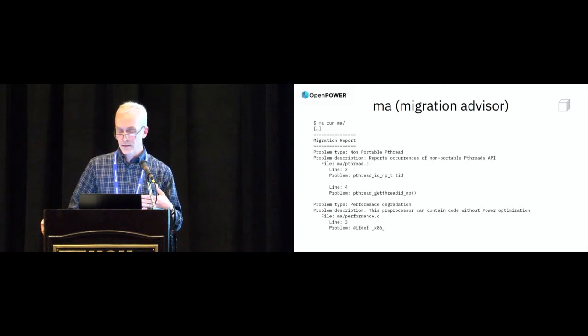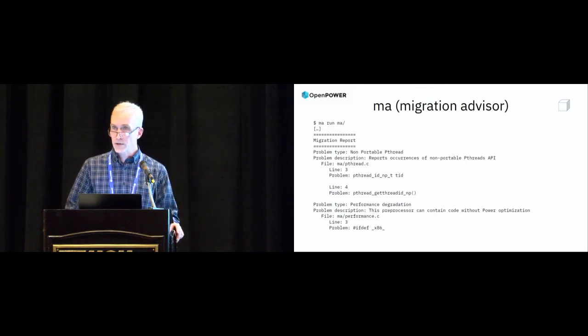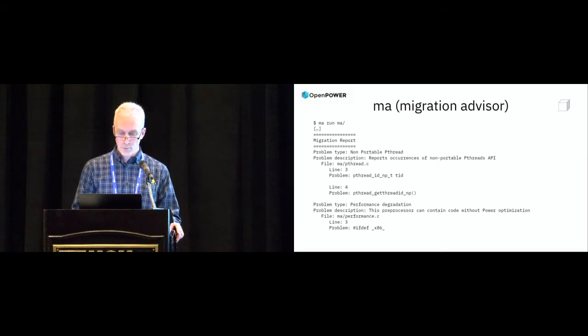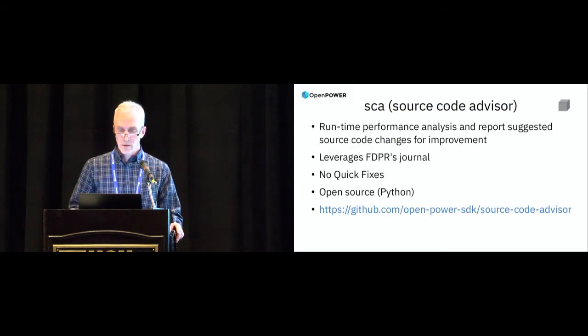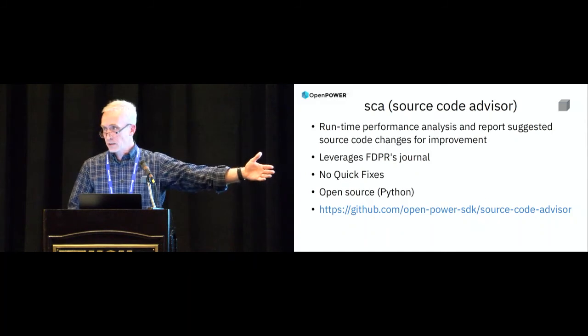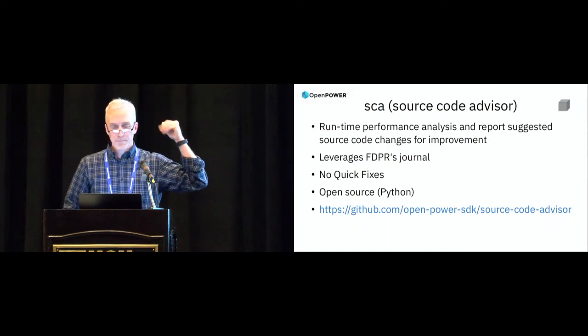And then a similar example to before where an ifdef was found. So that might need some visual inspection to find out if there's a slow path for power there. Source Code Advisor, I talked earlier about the GUI version of the Source Code Advisor.